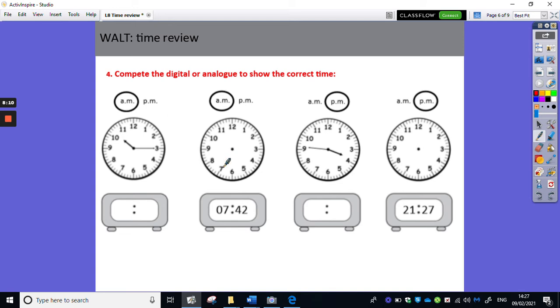If you're not printing off the sheet at home, you can just write what the time is, okay, down in your book for these two. Don't worry about drawing the clock, okay? So off you go and come back when you're ready to mark.